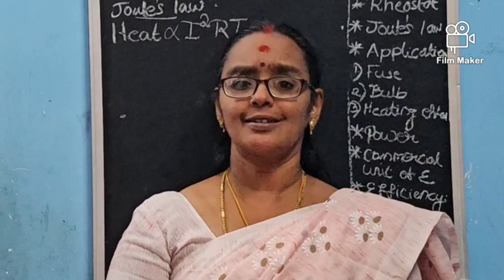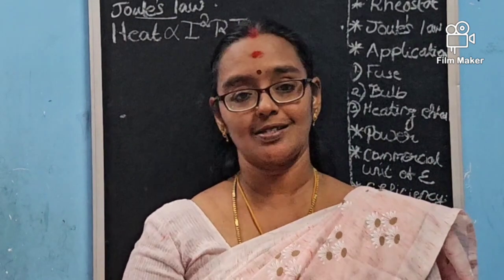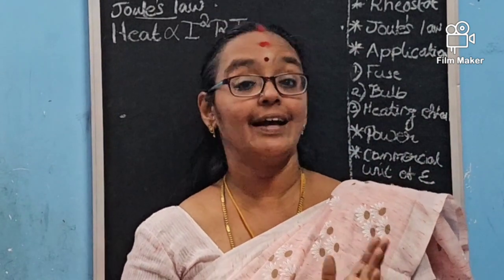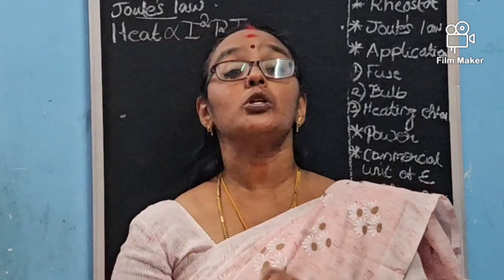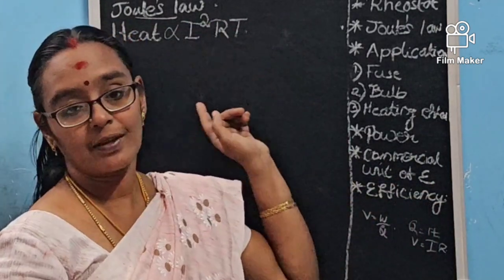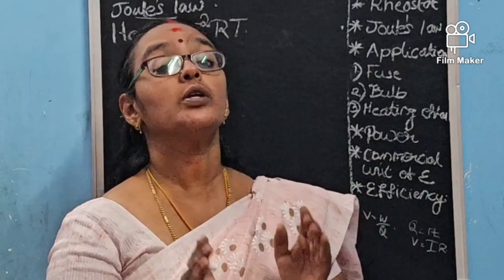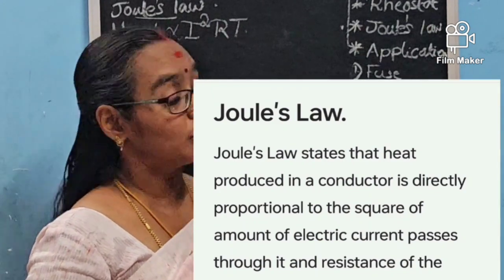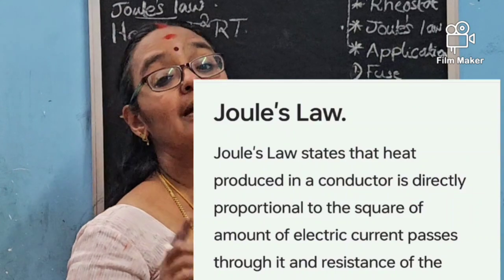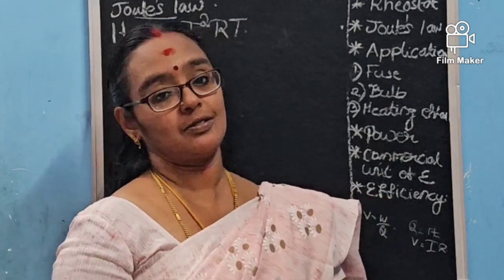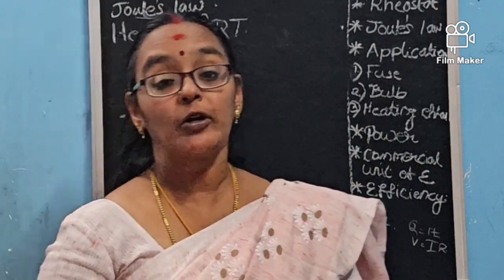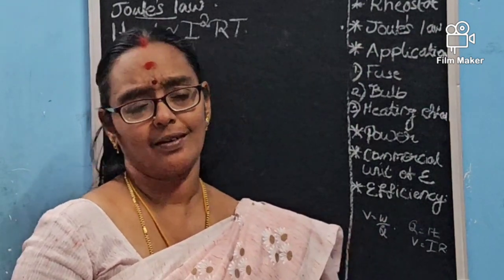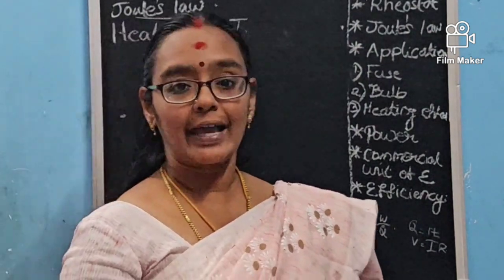Now the important term is Joule's law. What does Joule's law state? Joule's law states that heat produced in a conductor carrying current is directly proportional to the square of the current passed through it, directly proportional to the resistance offered by the conductor, and also directly proportional to the time period, that is, the time through which the current is passed. The heat produced is proportional to I square R T. This is Joule's law. Can you prove this?